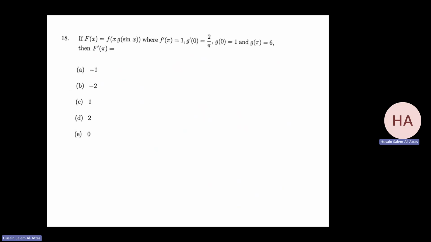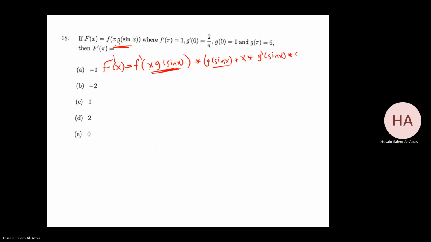Okay. Capital F is F of x times G of sine x. So I have product rule here inside. So capital F prime will be F prime at x, G of sine x. Space is important. Okay. Capital F prime is F prime at x of sine x times, here I have product rule, derivative of the first one times the second plus x times derivative of the second, which is G prime at sine x times cosine x.